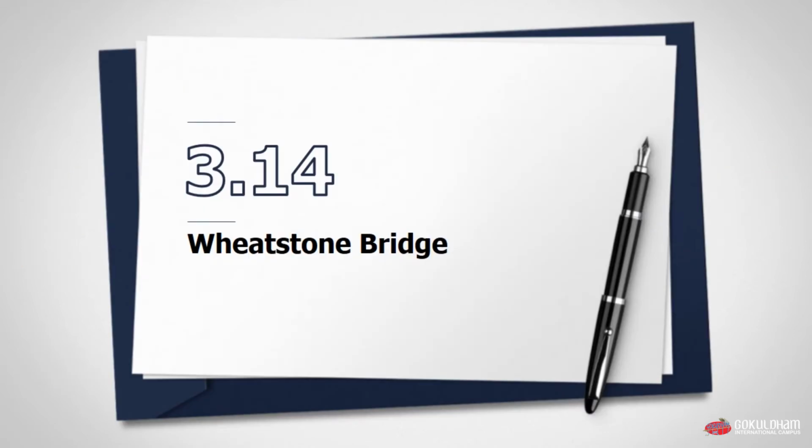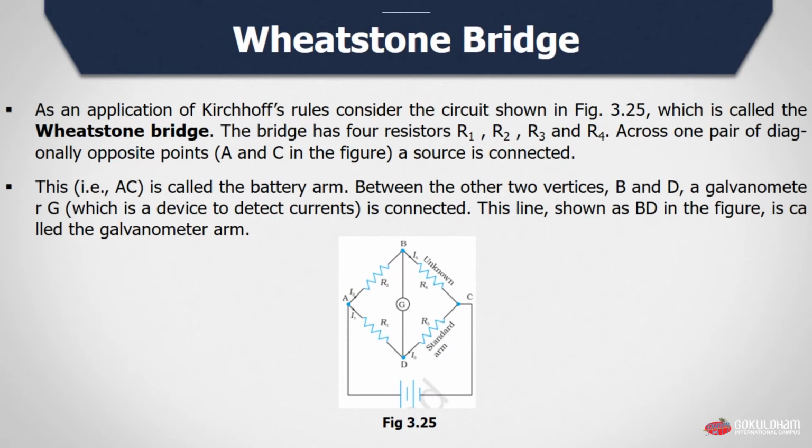The next topic that we are going to discuss is 3.14 Wheatstone Bridge. As an application of Kirchhoff's rules, consider the circuit shown in figure 3.25, which is called the Wheatstone Bridge. The bridge has four resistors R1, R2, R3 and R4. Across one pair of diagonally opposite points A and C, a source is connected. This, that is AC, is called the battery arm. Between the other two vertices B and D, a galvanometer G, which is a device used to detect currents, is connected.